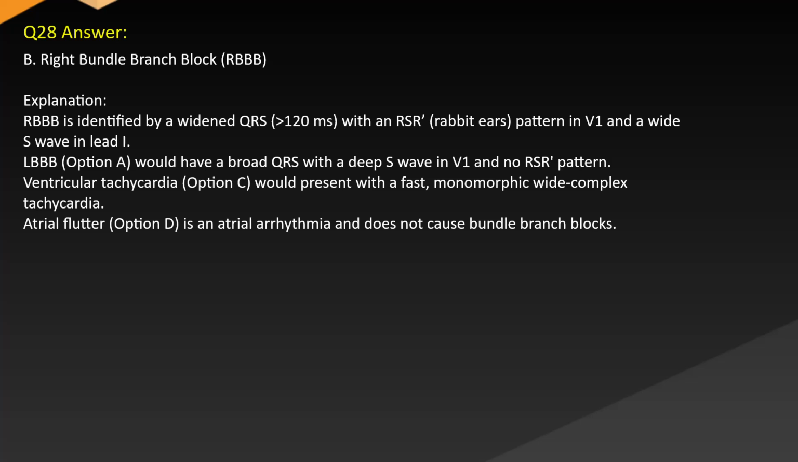Answer: B. Right bundle branch block, RBBB. Explanation: RBBB is identified by a widened QRS of 120 ms with an RSR' rabbit ears pattern in V1 and a wide S wave in lead I. LBBB, option A, would have a broad QRS with a deep S wave in V1 and no RSR' pattern. Ventricular tachycardia, option C, would present with fast monomorphic wide complex tachycardia. Atrial flutter, option D, is an atrial arrhythmia and does not cause bundle branch blocks.